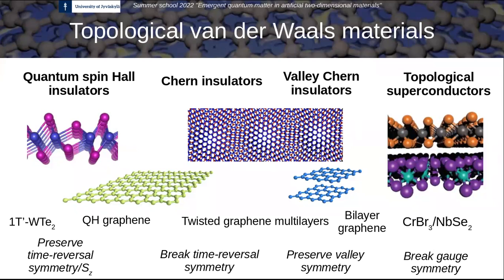And for having valley Chern insulators, you need to actually conserve a symmetry, which is this emergent symmetry that you find in graphene multilayers, which is the valley symmetry. And finally, in topological superconductors, of course, as superconductors, you need to break gauge symmetry to obtain these Majorana excitations.